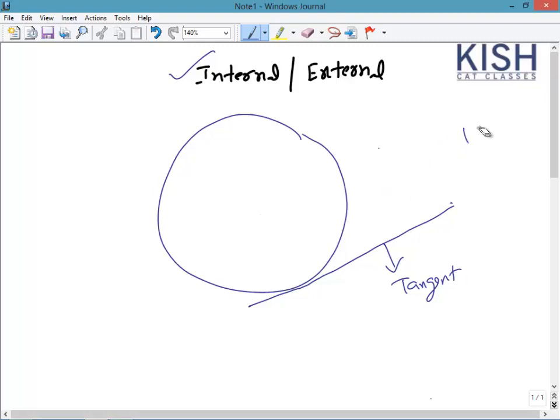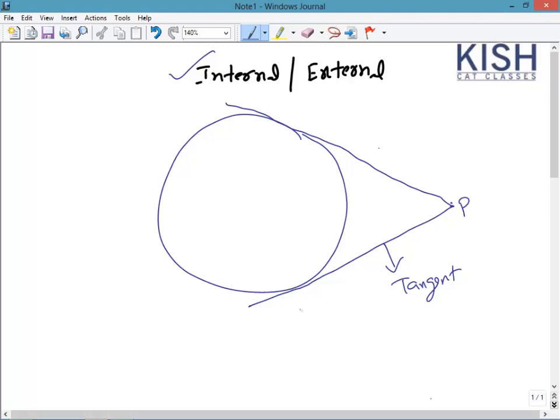What is a tangent? A tangent is a line drawn from an external point to the circumference of the circle. Now, the other important point: you can draw so many tangents, but from an external point you can draw only two tangents. The lengths of the two tangents drawn from an external point to the circle are equal.